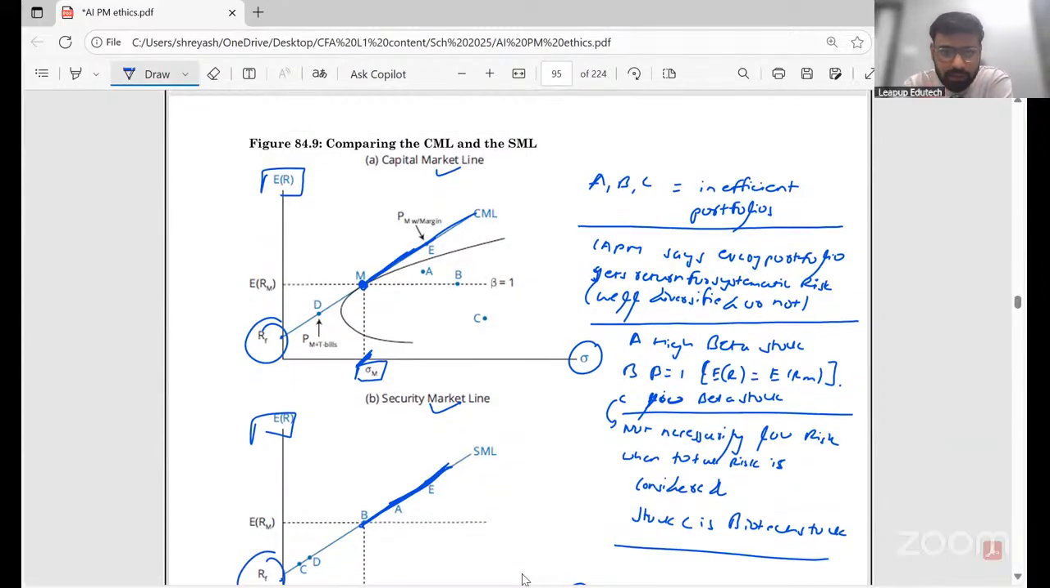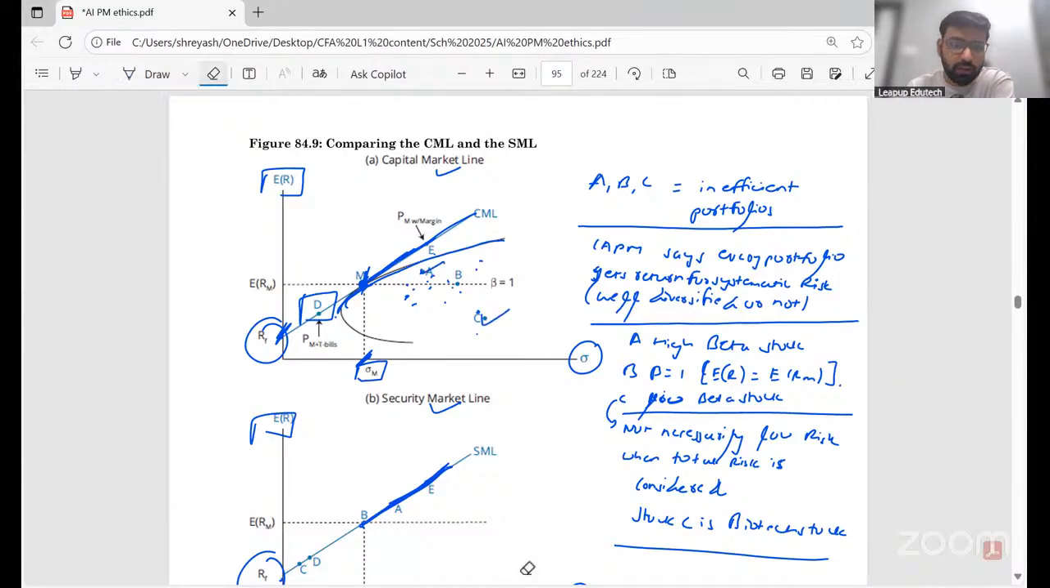Now let us try to understand these different points that are there: A, B, C, E, D. Sir, D, we understand that this is a point where some money is invested in the market portfolio and some money is invested in the risk-free portfolio. Okay. Sir, A, B, and C, what are these points? These are inefficient portfolios. Why? Because they lie, first things first, below the efficient frontier. Right. So A is an inefficient portfolio, C is an inefficient portfolio.